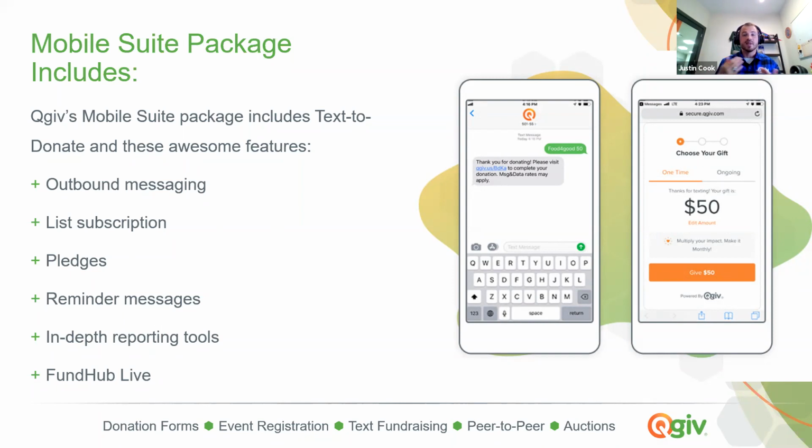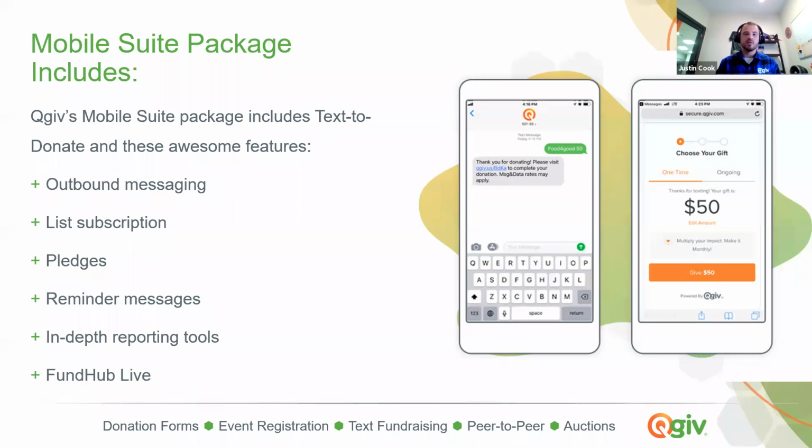You'll also be able to accept pledges. So if they don't complete, you can set up a pledge on the form and send reminder messages to them to let them know that, hey, complete your pledge for us so that we can use the money that you're donating to us. You'll also gain in-depth reporting tools to the Qgiv platform.